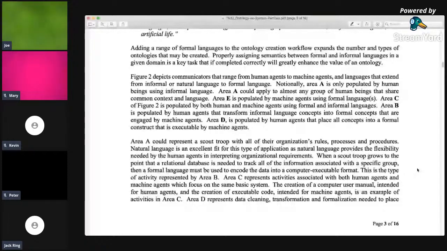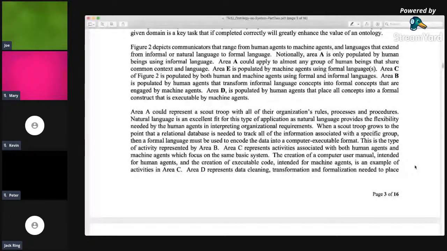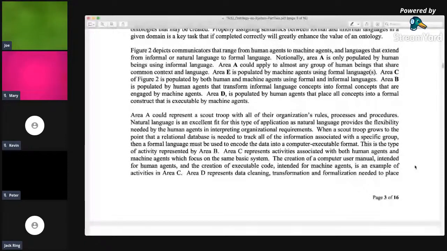And of course, Area A would represent a scout troop with all the organization's rules, processes, and procedures, which is commonly shared context in their manuals and so forth. But each different scout troop would be able to fit their own value system, their own culture, onto what those rules mean. And that's a good way for natural language and groups to understand what their values are.